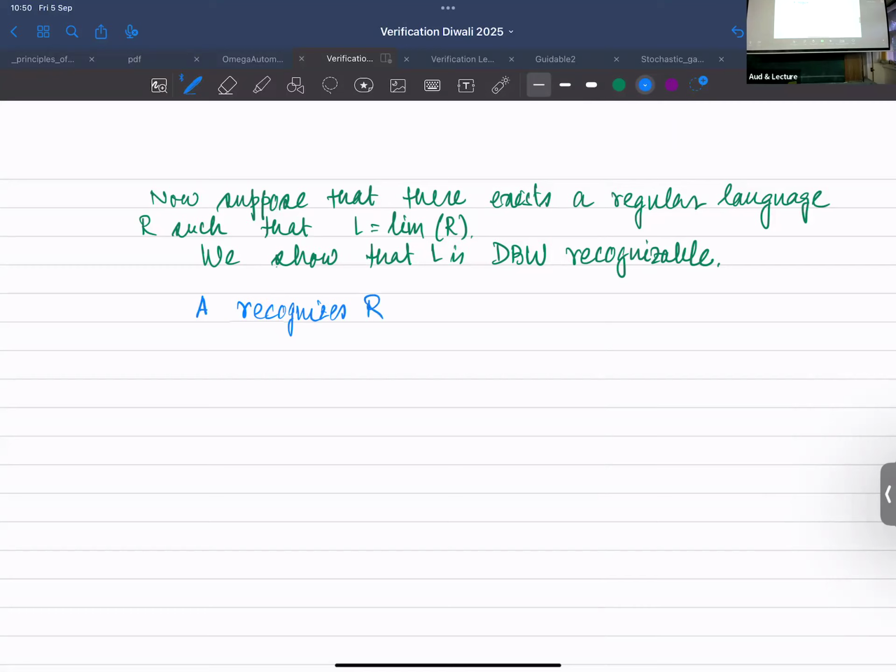recognizes R. Often, more formally in the textbook, you say that an automaton recognizes a language and it accepts a word. It's more common to say the automaton recognizes a language and it accepts a word. Some people are very particular about it, not me though. So this automaton A recognizes R.